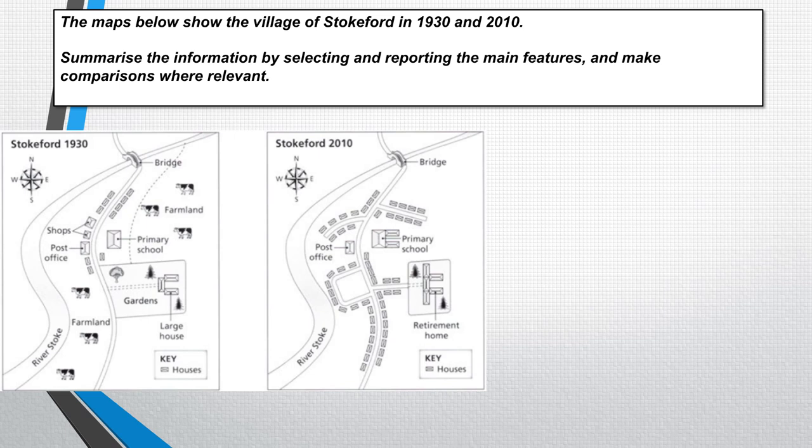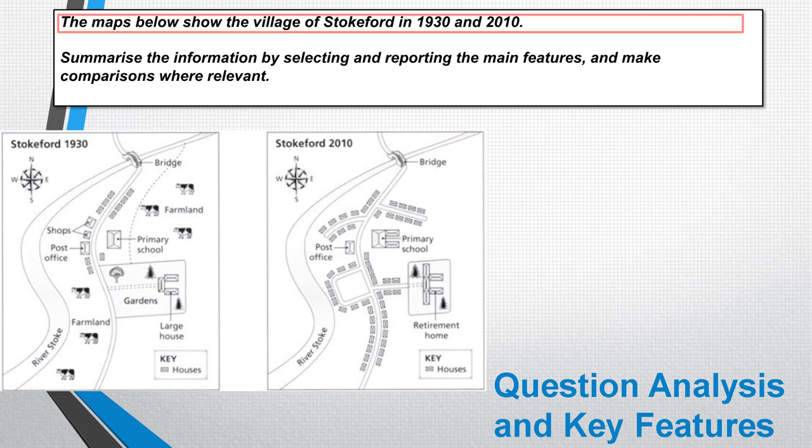It reads, "The maps below show the village of Stokeford in 1930 and 2010." There we can see the two maps. This is a common IELTS question where you have two maps from two different years from the past, and you have to describe the changes between the two.